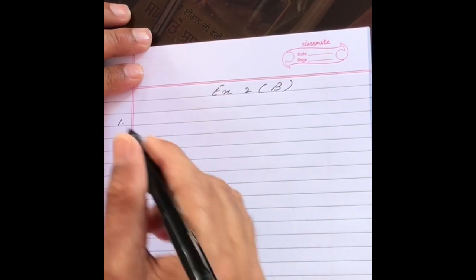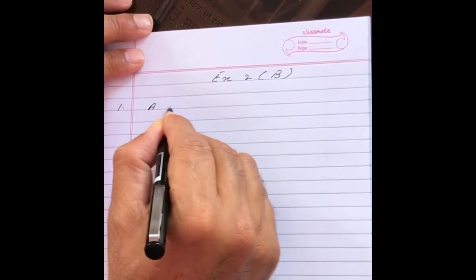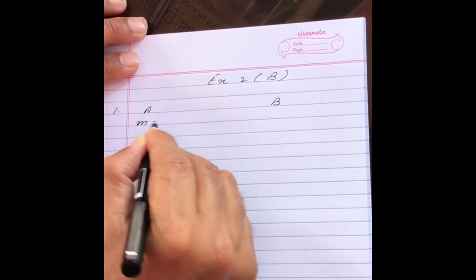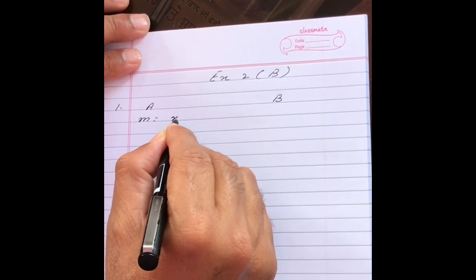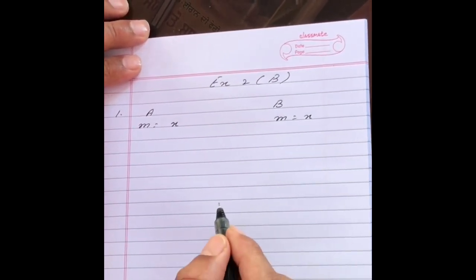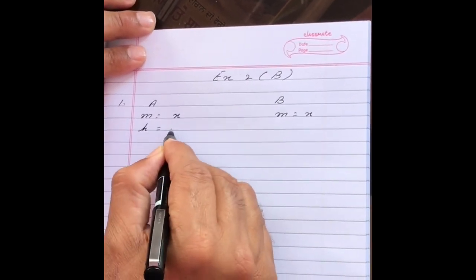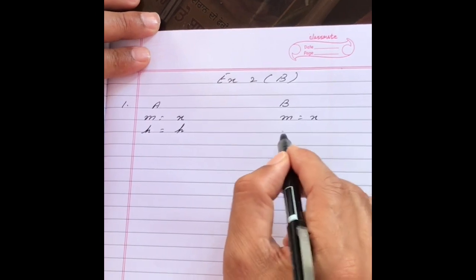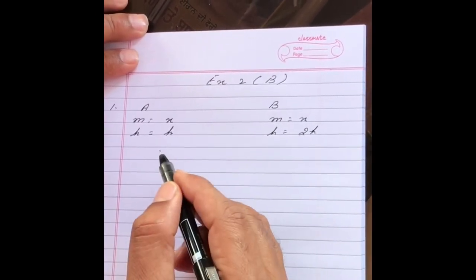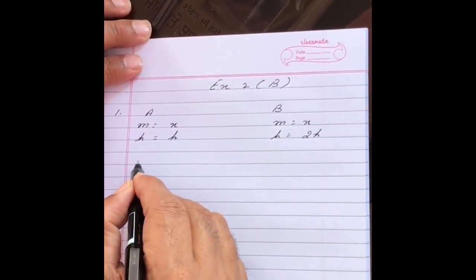Two bodies of equal masses, body A and body B. Let mass be x. Here also we take mass as x because the masses are equal. Here height is h, here height is 2h. We have to find the ratio of their gravitational potential energy.